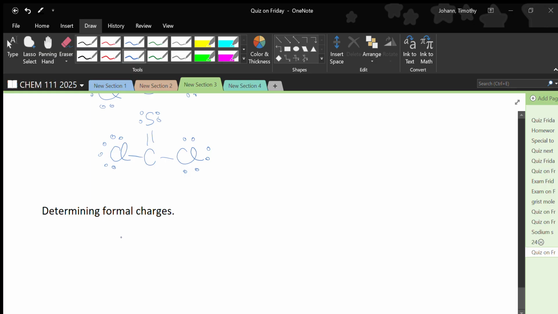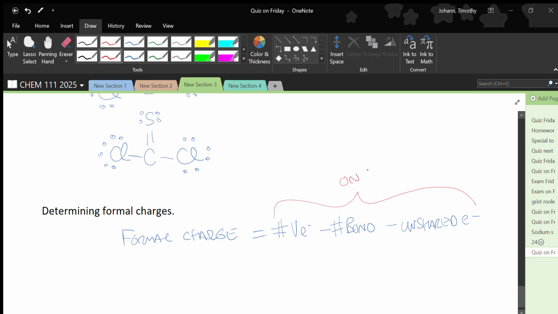But formal charge, and it's a per atom thing, is equal to the number of valence electrons on that atom minus the number of bonds on that atom minus the number of unshared electrons on that atom. What I mean by that atom is we're going to evaluate each atom separately. All right, this is the formal charge of an atom.